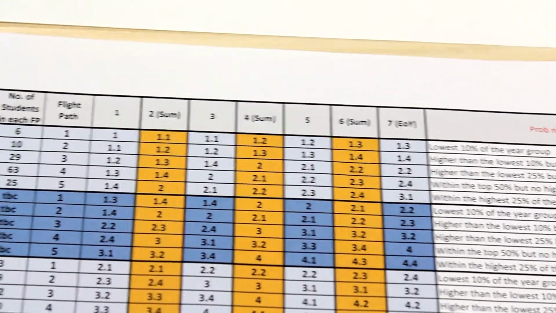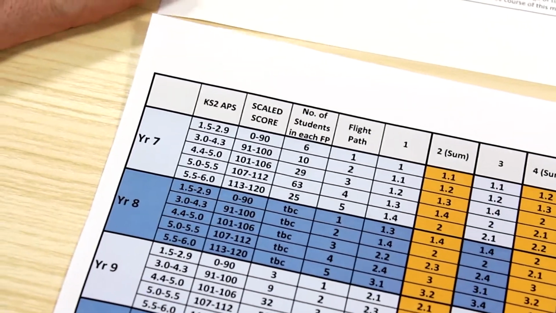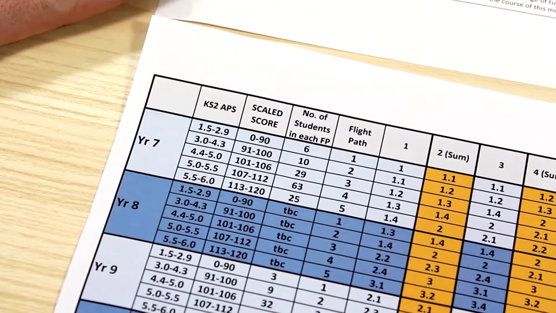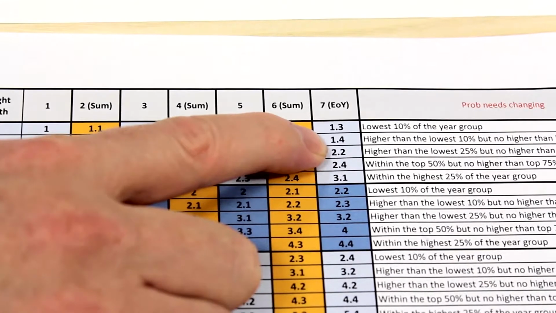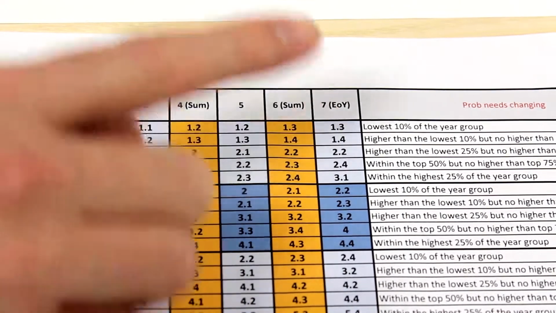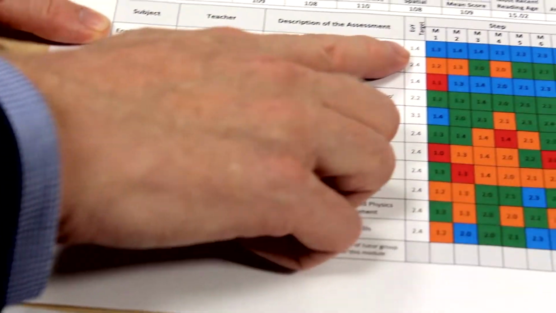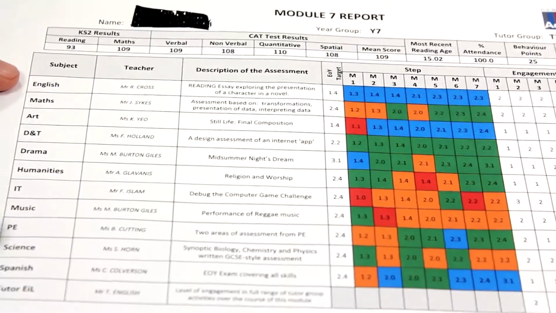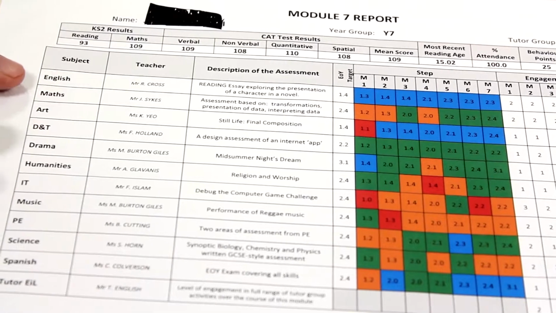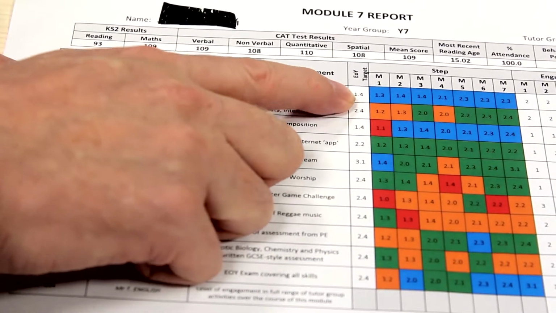Our student here is not in the bottom flight path, but they do have some targets of 1.4. For example, in English, this student has a target of a 1.4. They're in the second flight path for English currently.